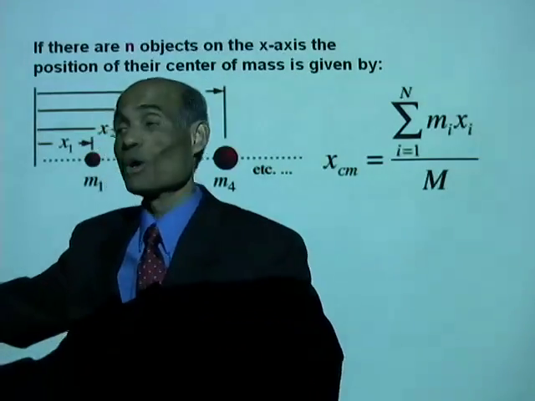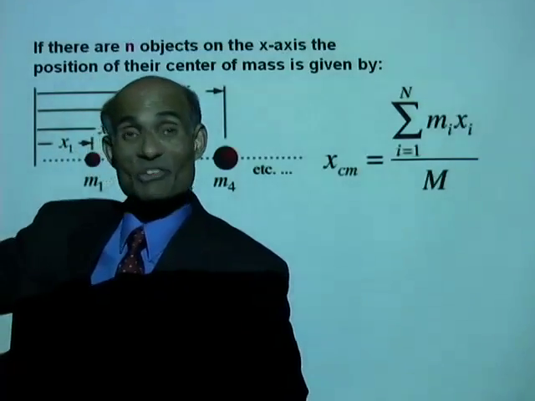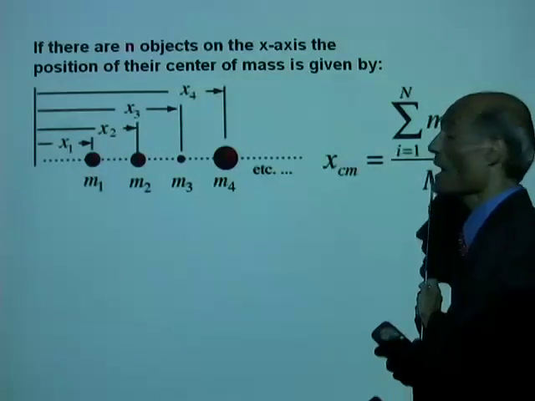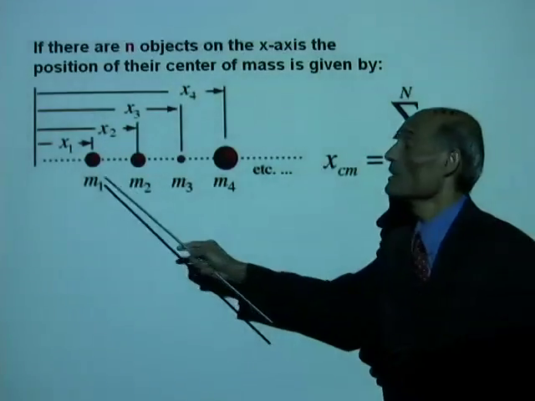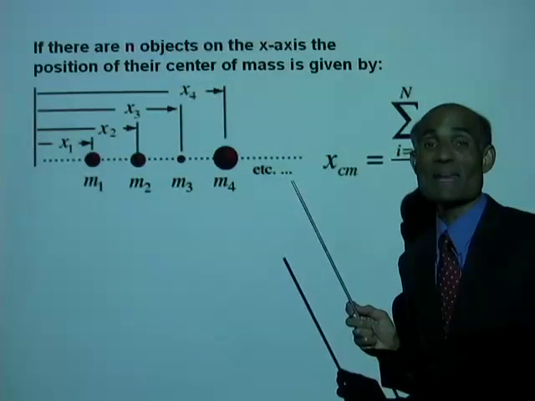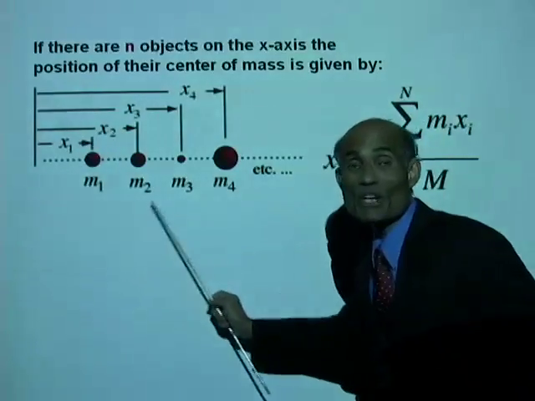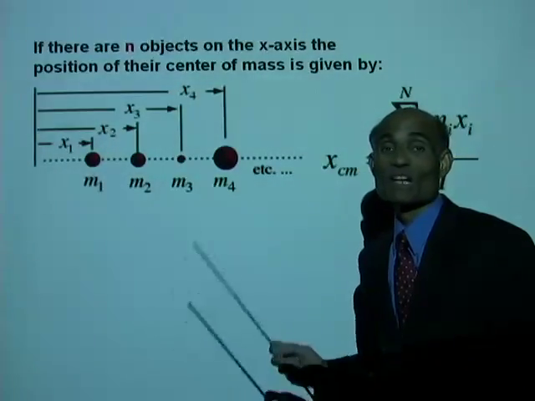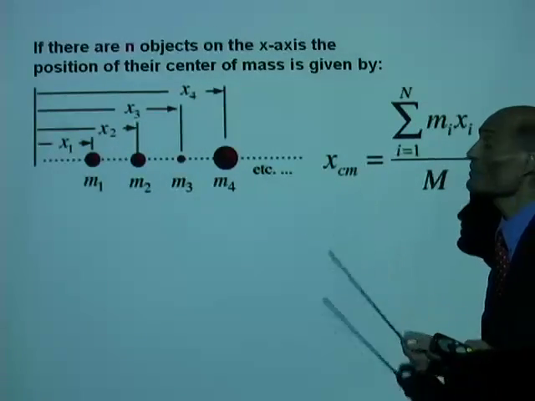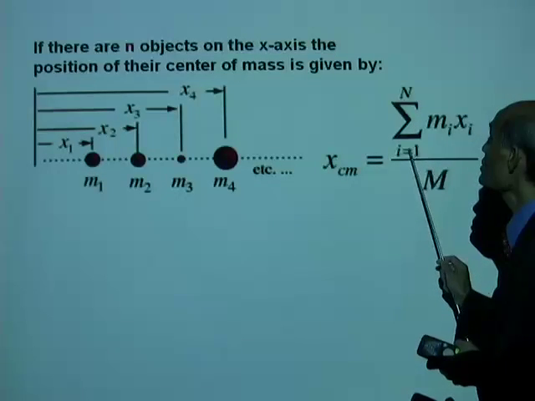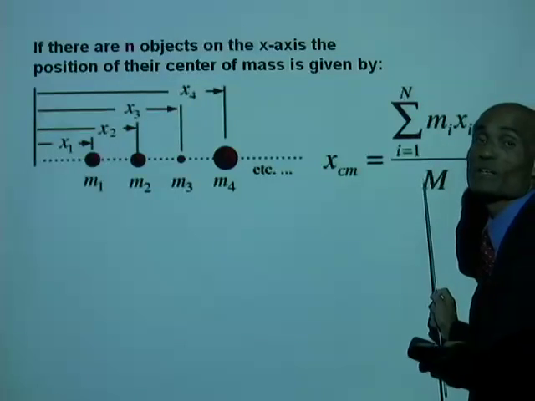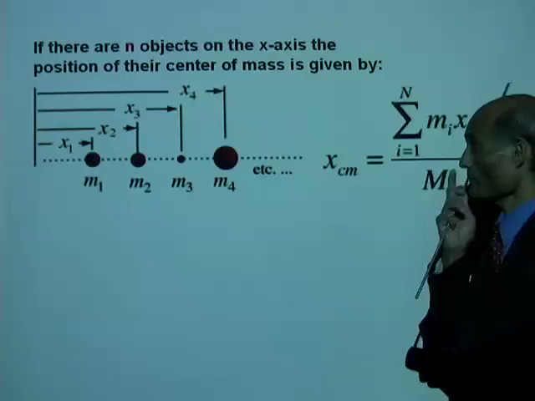plus m4 x4 plus all the way to mn xn to the nth particle, and divide that by what does this uppercase M stand for? It is m1 plus m2 plus m3 plus m4 all the way to mn. So if there are n objects on the x-axis, the position of their center of mass will be given by this equation. X center of mass equal to summation i equal to 1 to n of mi xi over the sum of the masses.